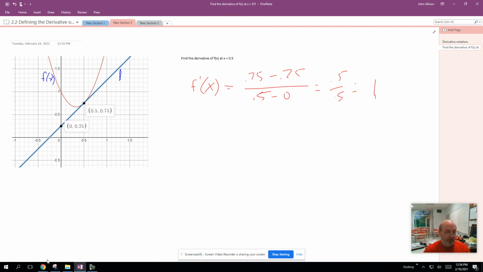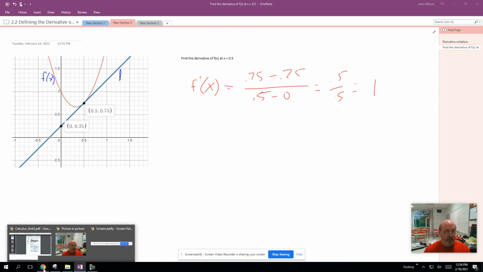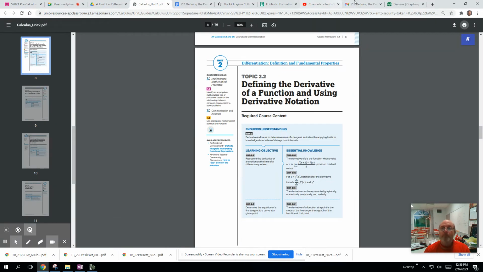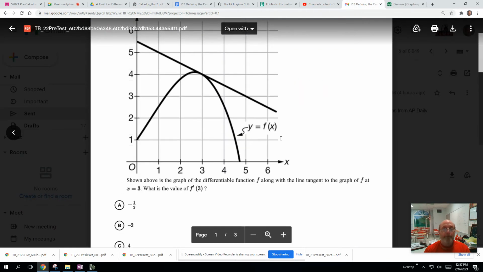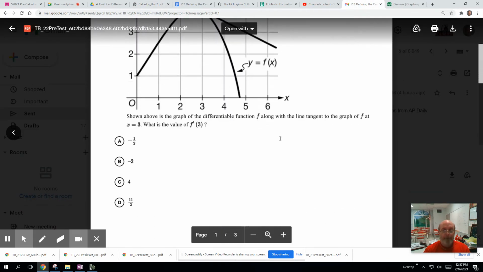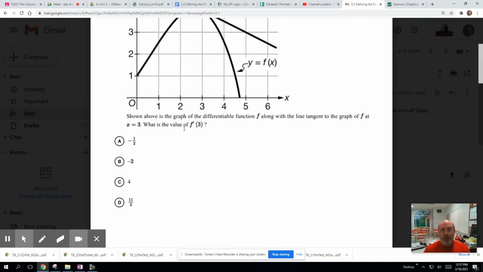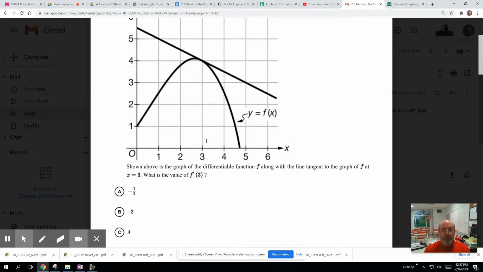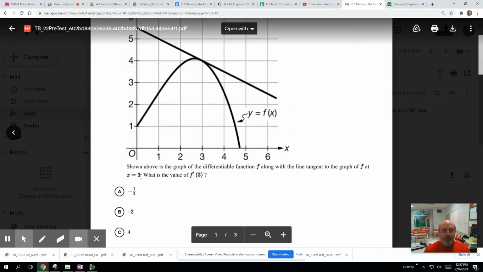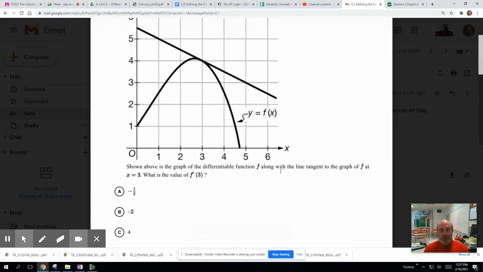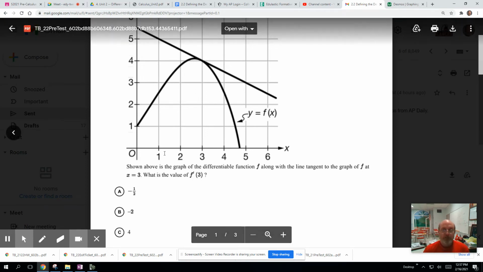Let's look at your pretest again. Let's see what we can do here. So here they ask you for that value f prime at 3. You're given, says this is a differentiable function, means its derivative exists, along with the tangent line of the graph at x equals 3. So this is the tangent line. So what is the value of f prime of 3?